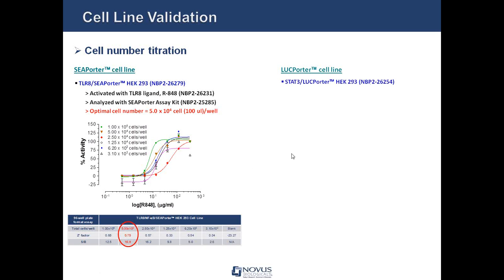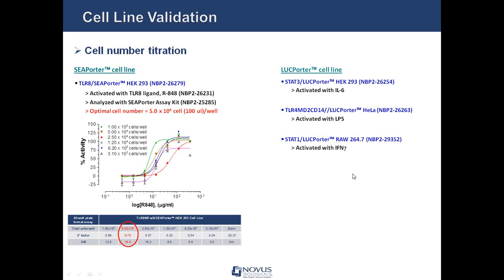We have LUCPorter cell lines, but we have different types of host cells for these cell lines. So we tried different types of host cell number titration. First of all, the STAT3 LUCPorter cell line uses HEK293, activated with IL-6. The TLR4-MD2-CD14 LUCPorter host cell is HeLa, activated with LPS, and the STAT1 LUCPorter host cell is RAW 264.7, activated with interferon gamma.